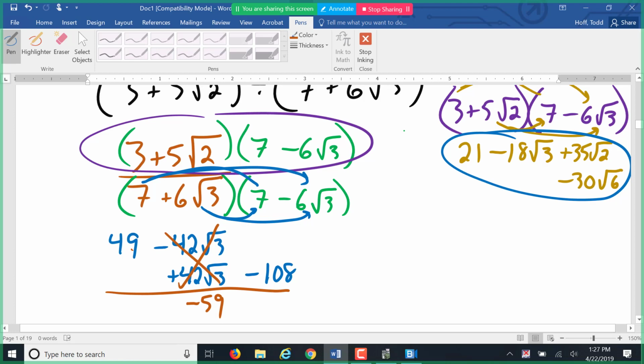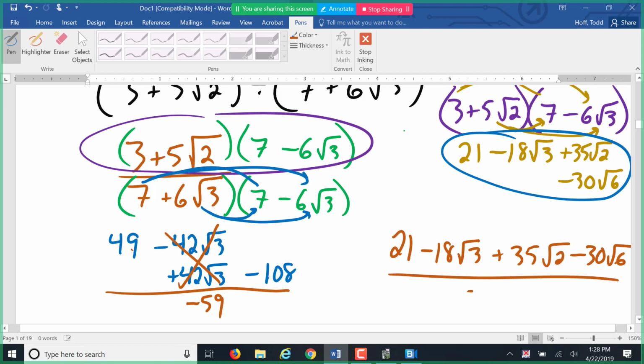There we go. So negative 59. So what this means is our result is 21 minus 18 root 3 plus 35 root 2 minus 30 root 6 over negative 59.